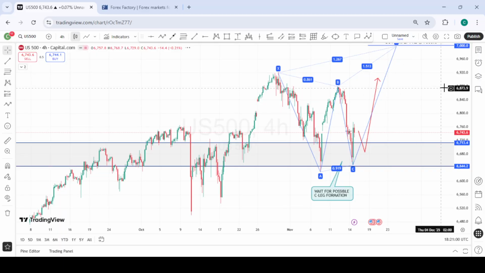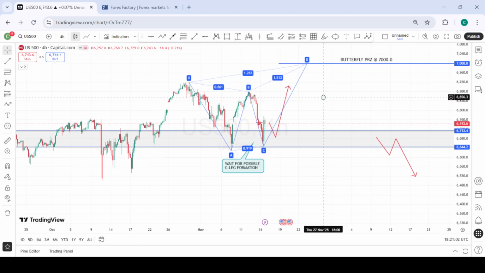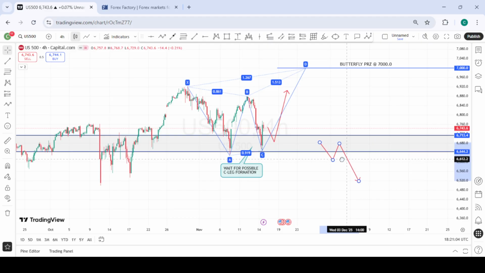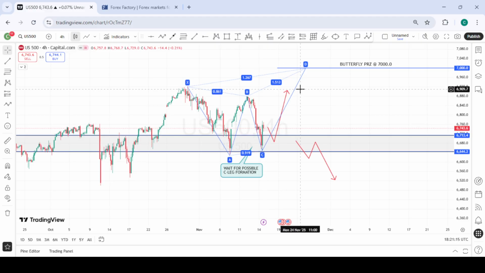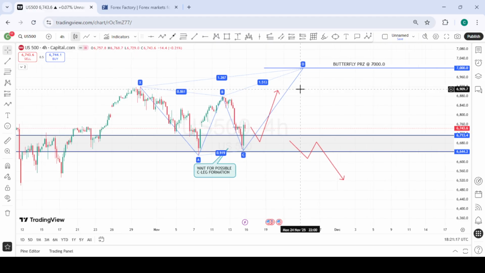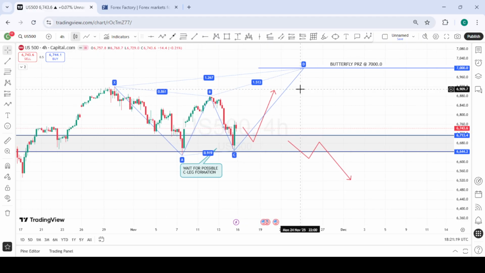This can only be violated if price breaks below this zone and continues to the downside. Then price would have shifted bearish. But until this happens, we are still bullish on the S&P 500 for the coming week.